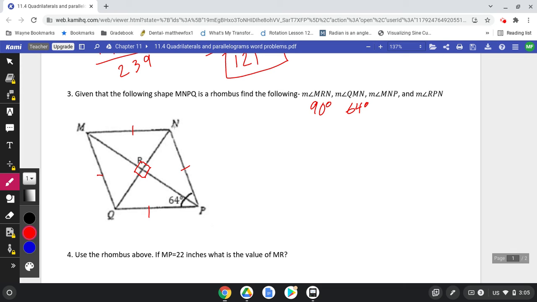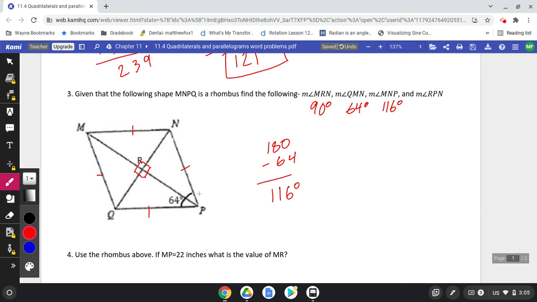MNP is right up here, and this angle is consecutive. So 64 is right here. MNP, we need to figure out what this angle will be. 180 minus that 64 gives us 116 degrees. Okay, we're almost done. The final one asks us for RPN.